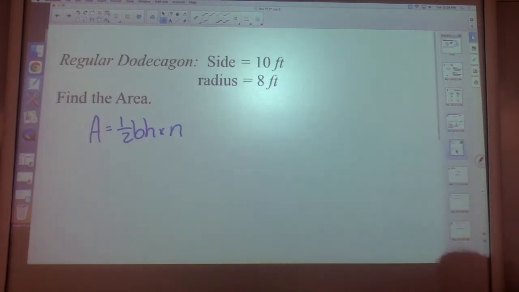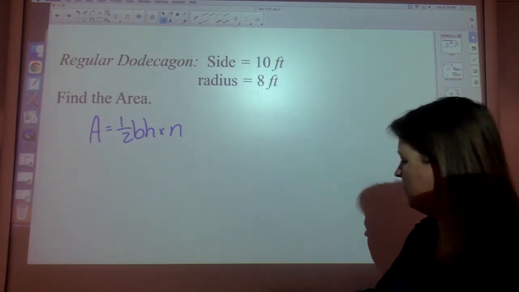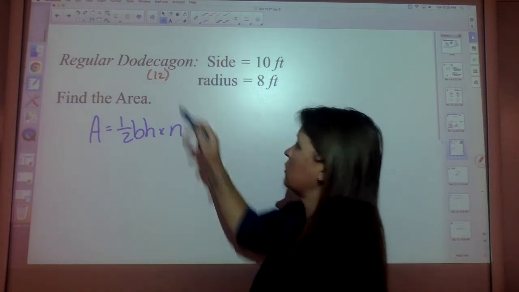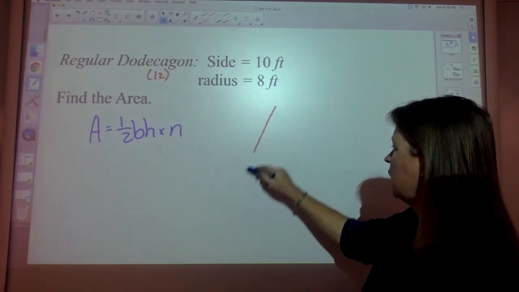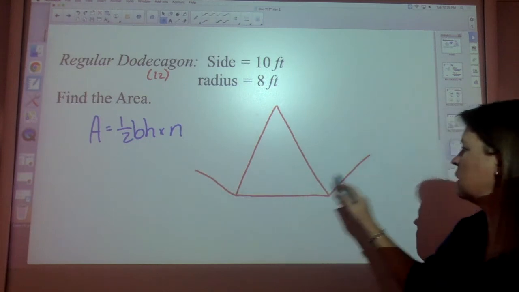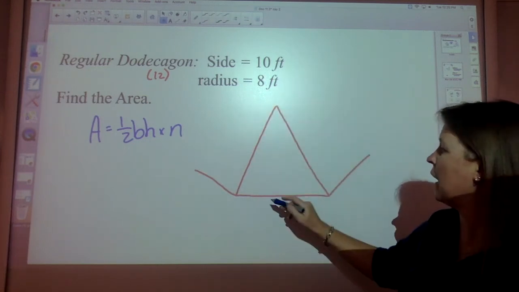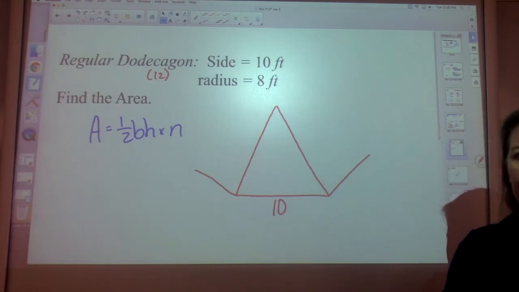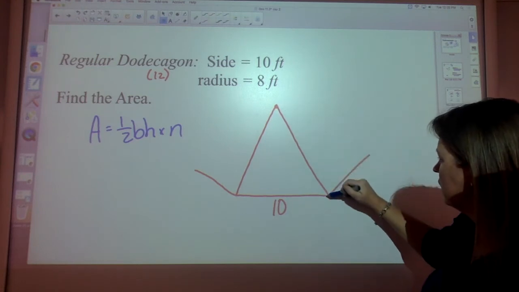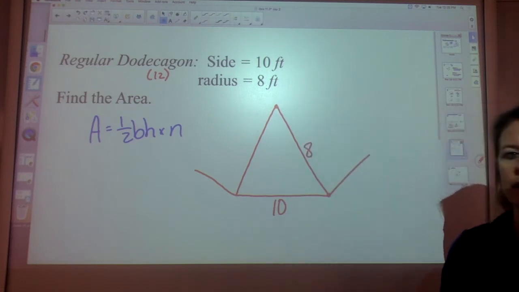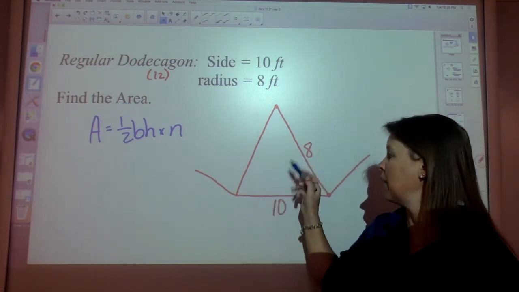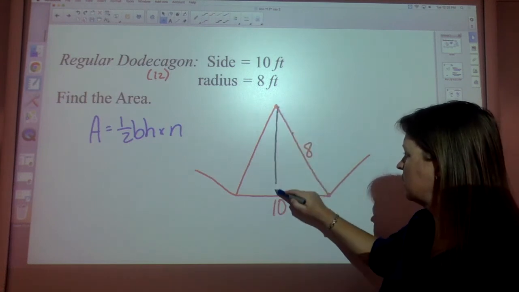So with a dodecagon, 1/2 base times height times number of sides, I'm not drawing a dodecagon. It would be good to know that a dodecagon is a 12-sided figure, but I'm just going to draw its triangle. I know that it's going to keep going, 1 side, 2 side, 3, 4, 5, 6, 12, all the way around. Each side of the dodecagon is 10. So I could label these 10 all the way around. The radius, remember, goes from center to vertex. That's 8. I don't really need the 8 because it's not part of base times height, but I need the 8 to be able to find the height.